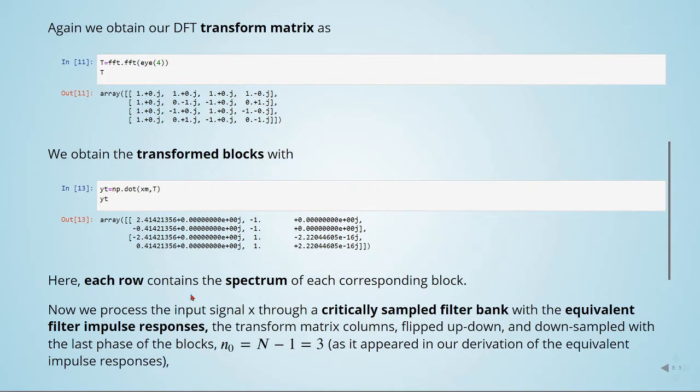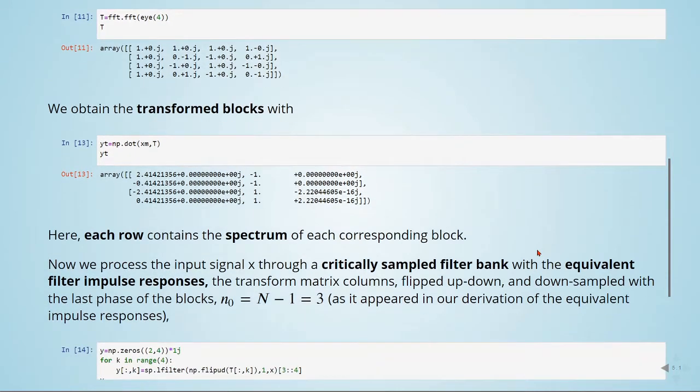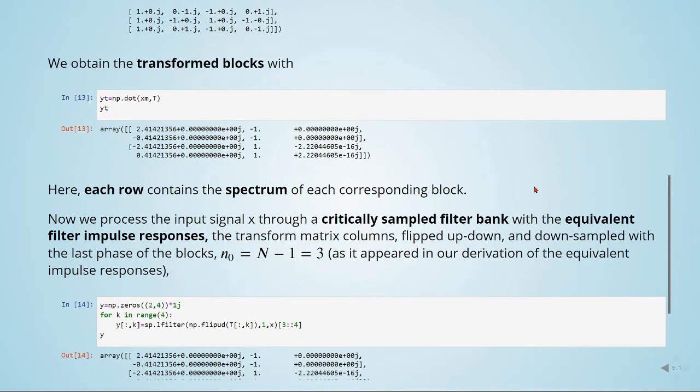Here, each row contains the spectrum of each corresponding block. Now, we process the input signal x through a critically sampled filter bank with the equivalent filter impulse response: the transform matrix columns flipped up-down and down-sampled with the last phase of the blocks n0 equals to capital N minus 1, which is equal to 3, as it appeared in our derivation of the equivalent impulse responses.